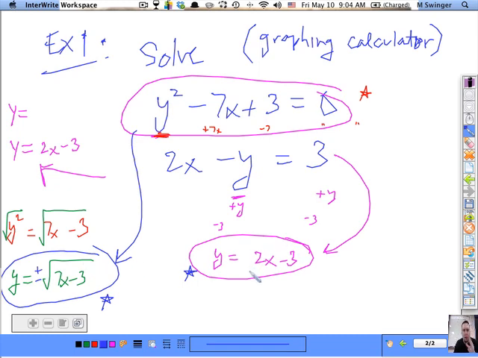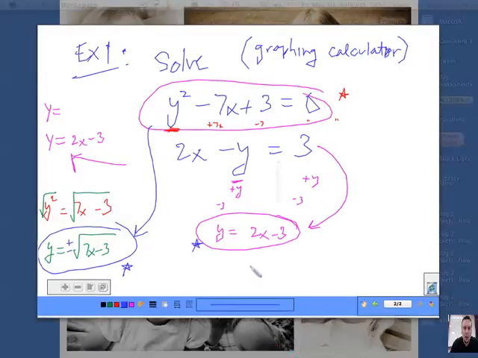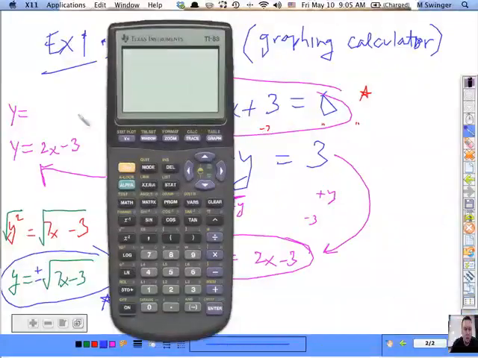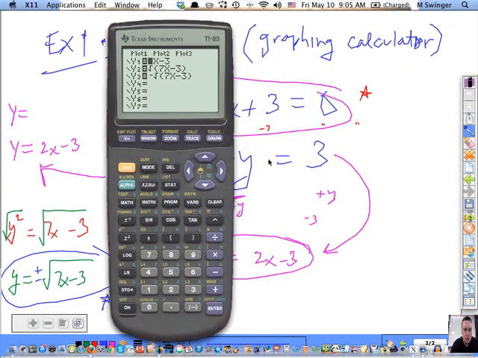So really we're going to be putting three things in the calculator. 1, 2, 3. Here we go. Get out your calculator and start typing those in. And I'll put it on my calculator, which I've already done. So 2x minus 3, square root of 7x minus 3, and negative square root of 7x minus 3, which should be put in our calculator. Alright, when you're done, hit the graph key.